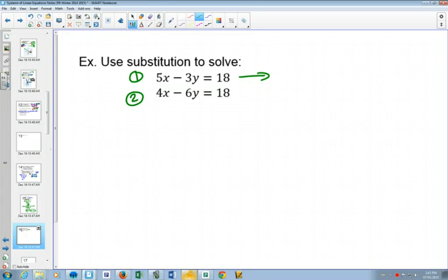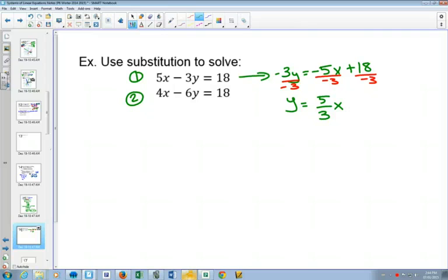To get the y by itself, the first thing you would need to do is subtract 5x on both sides. That would give you negative 3y equals negative 5x plus 18. And now to get the y by itself, you divide everything by negative 3. Just write that here, negative 3 here, negative 3 here, negative 3 there. A negative divided by a negative will be positive 5 over 3x. 18 divided by negative 3 is negative 6. So now we've gotten y by itself. That's step 1.